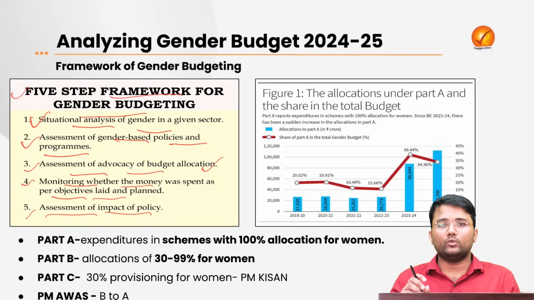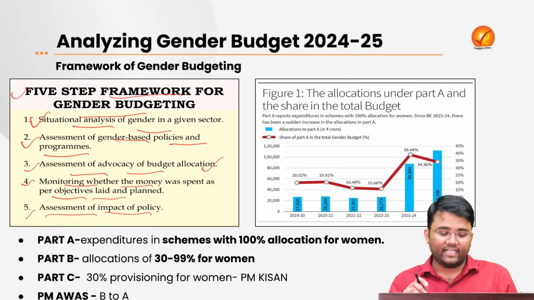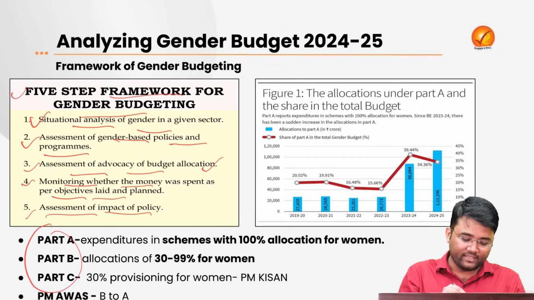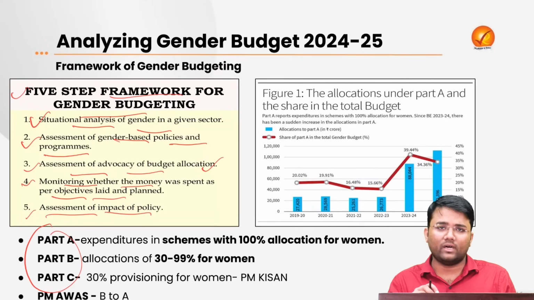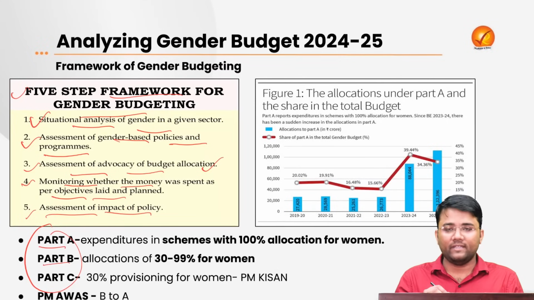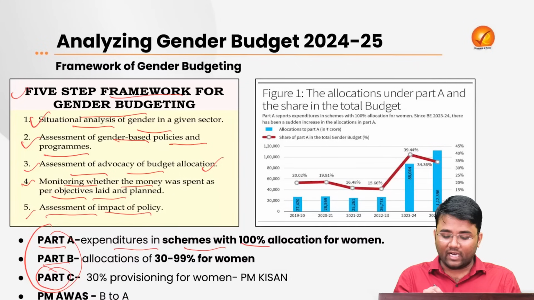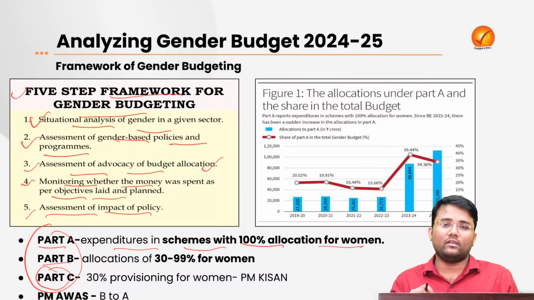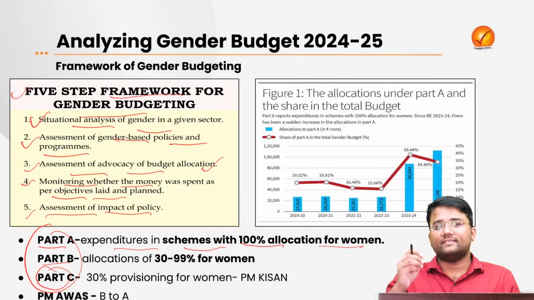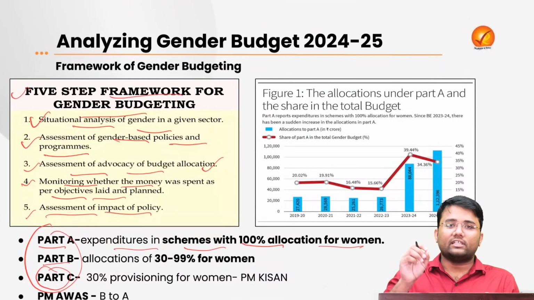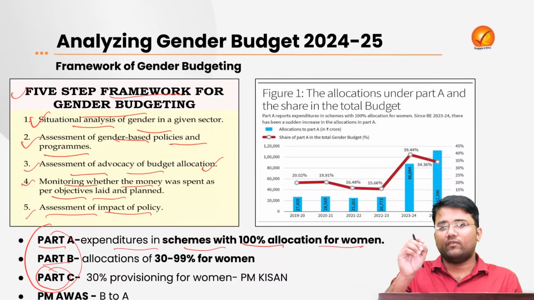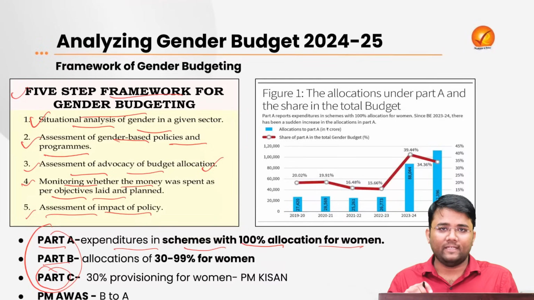If we look into the status of gender budgeting in India, it has been categorized into 3 subheads. Earlier there were only 2 parts, part A and part B, whereas this year part C was also added. Under part A, expenditures in schemes where 100% allocation is for women only. For example, Sukanya Samriddhi Yojana. Or under the National Food Security Act, there is a ration card that is issued in the name of the adult women in that particular family.